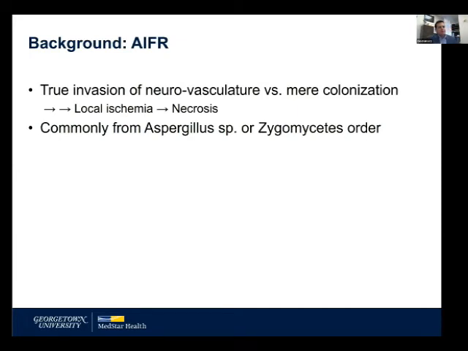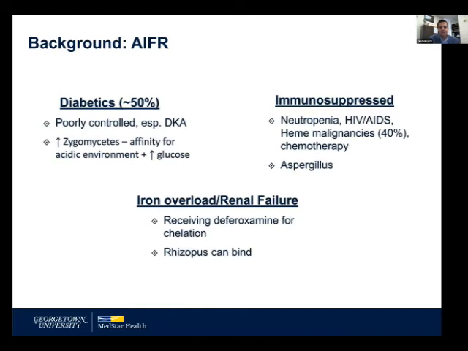This is really true invasion of neurovasculature, not merely colonization. It leads to tissue ischemia by invading that vasculature and causing essentially ischemic necrosis. The most common organisms are Aspergillus and the Zygomycetes order. Diabetics make up a big chunk of this, about 50%. These are poorly controlled, oftentimes DKA, and the Zygomycetes class has an increased affinity for the acidic environment as well as elevated glucose.